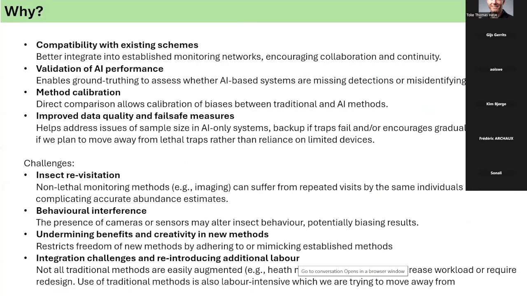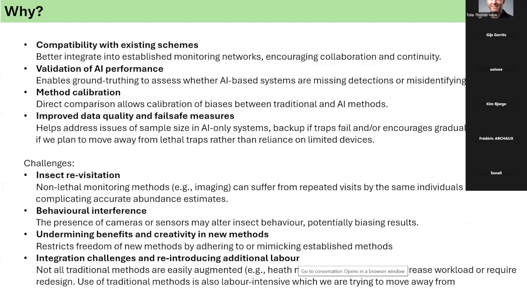So why would we bother doing this? This is a bit of a death by text, but the rest isn't. It enhances compatibility with existing schemes. Basically, this allows us to calibrate the performance of our traps. If we've not got any traditional monitoring going alongside it, how do we know that it's doing a good enough job of picking up the species we want to, or if it's missing certain species because of the resolutions we're using, etc.? It also acts as a bit of a fail-safe measure in the early phases of the work we're doing. So if your AI sampling or your traps fail, having the traditional monitoring to start with is quite a good idea, I think.